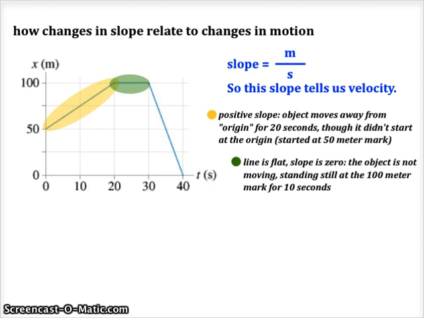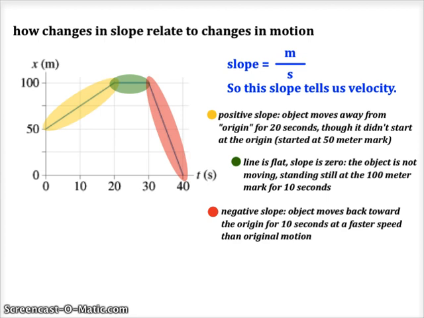If we look at the next section, here the graph is flat, the slope is 0. This object is not moving. It has a velocity of 0. It just stands still at that 100-meter mark for those full 10 seconds, 20 to 30.